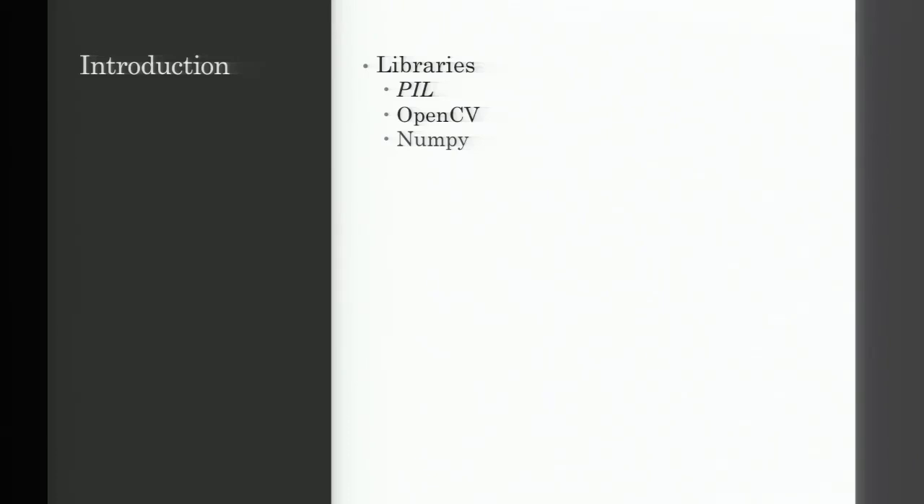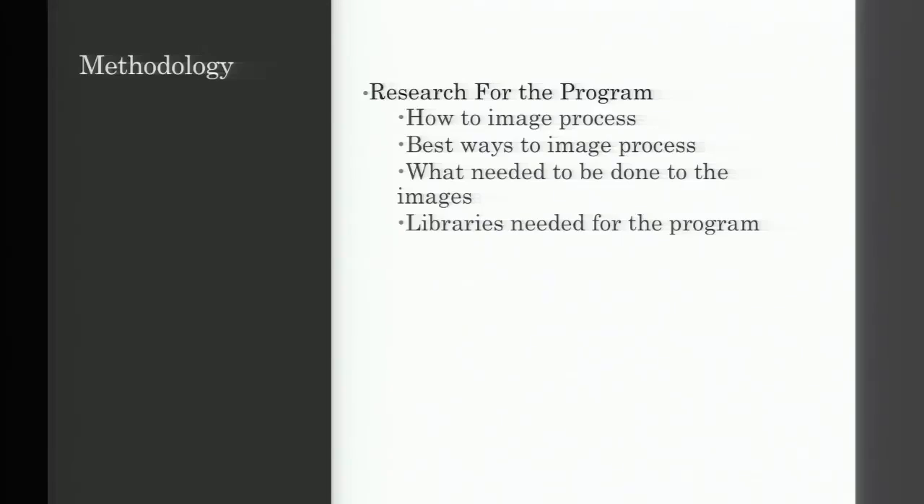Another library was NumPy. NumPy is a fundamental package for scientific computing within Python. It contains other things like n-dimensional array objects, integrated C, C++, and Fortran. It's useful for linear algebra and Fourier transform.